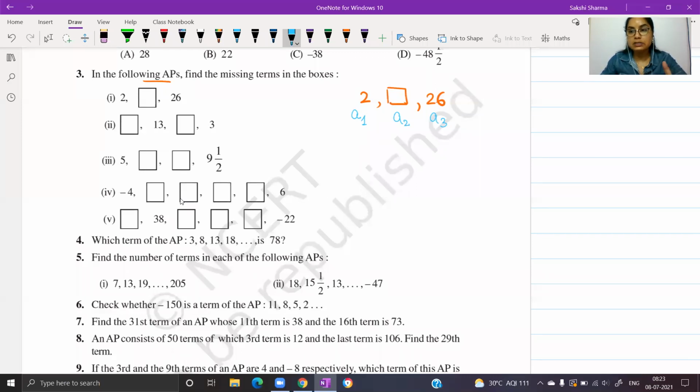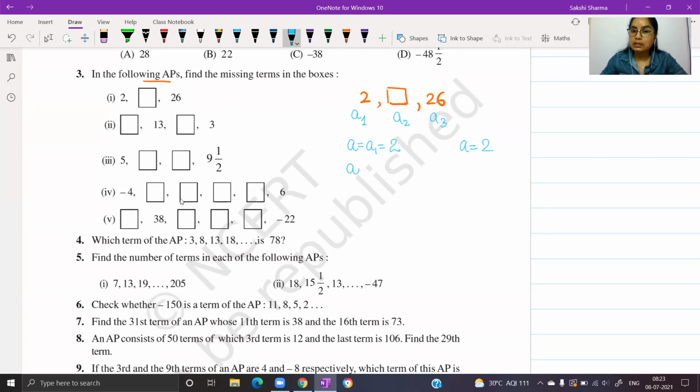If we have the first term and the common difference, we can always find out any term. If you know what's the first term of the arithmetic progression and you know the common difference, you can find out the second term here. I'm just going to replace these with the general form. a1, which is represented by a, is equal to 2. So the value of the variable a is 2.